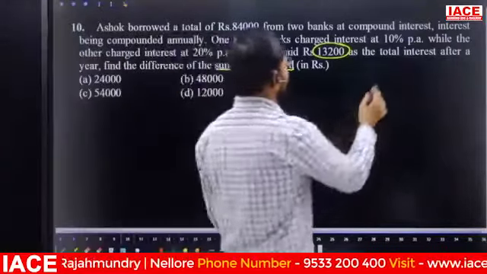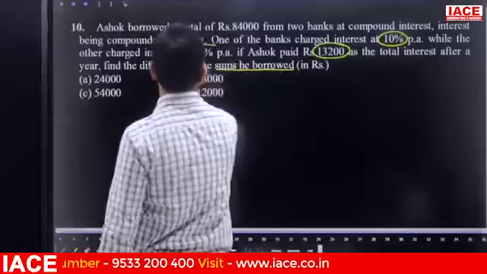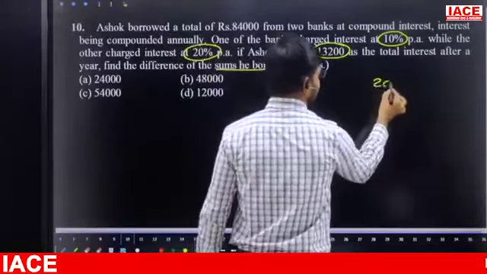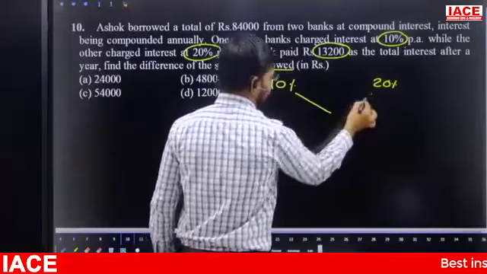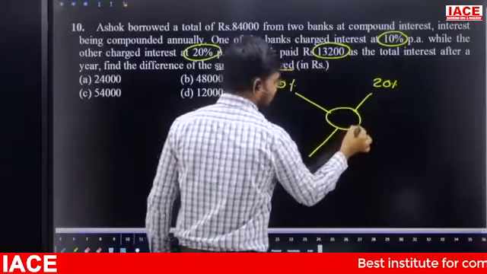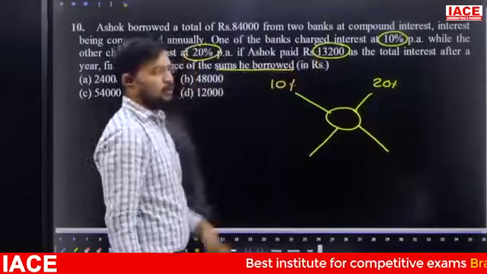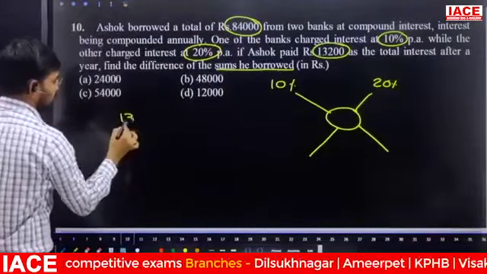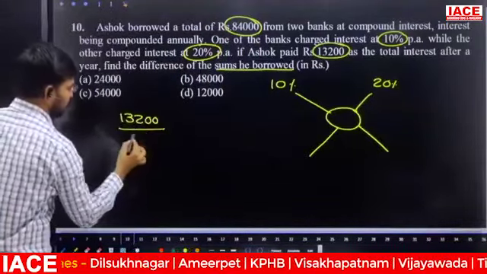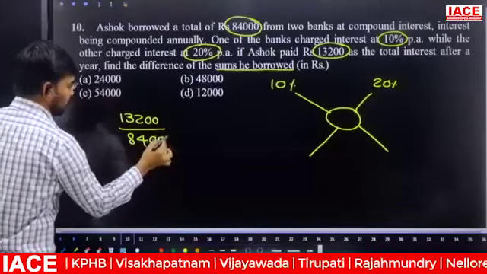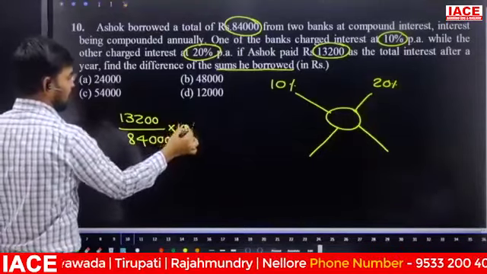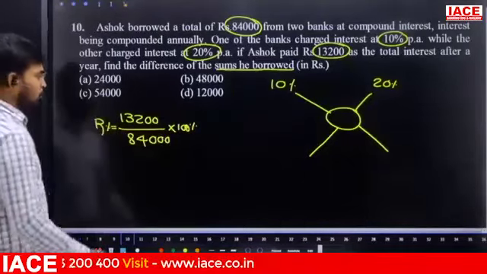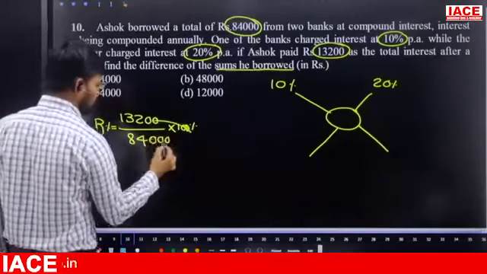First, some amount at 10% per annum and some other amount at 20% per annum. So overall interest I need. The overall interest is 13,200 on 84,000. This is the overall rate of interest. If I cancel zeros, 3 zeros get cancelled.